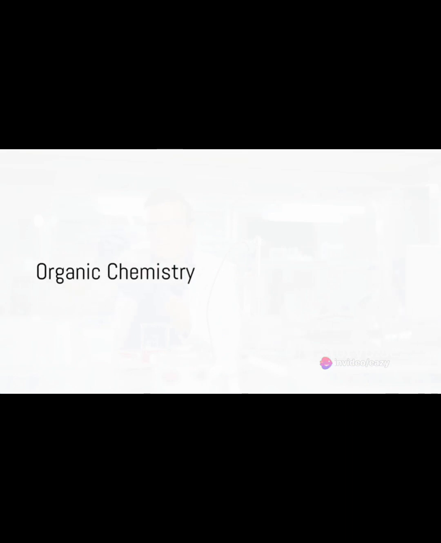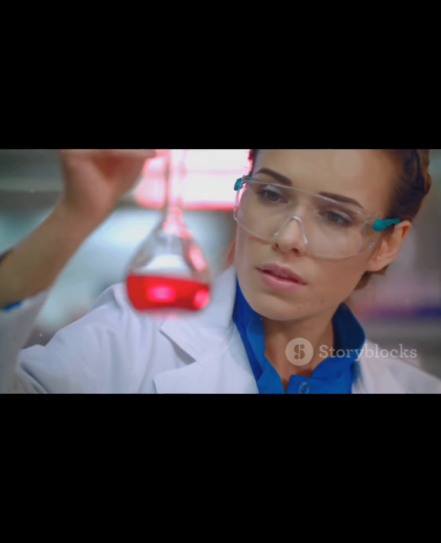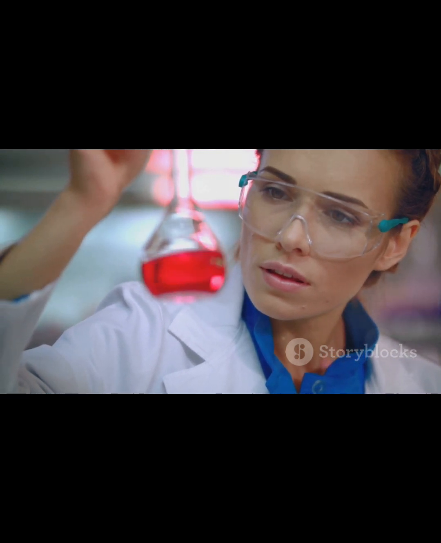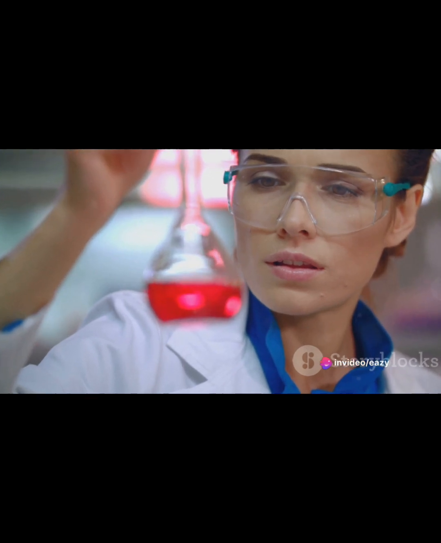Organic chemistry zeroes in on carbon compounds. Hydrocarbons, made up of carbon and hydrogen, form the basis of organic molecules. What's more, functional groups can impart specific properties to these compounds.